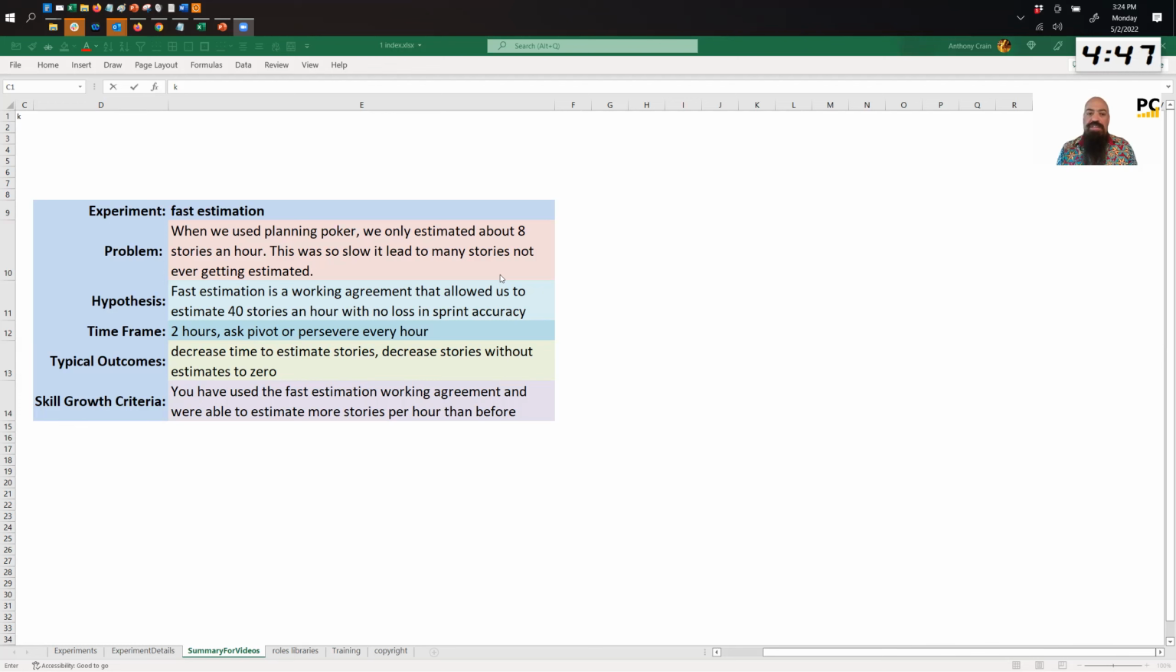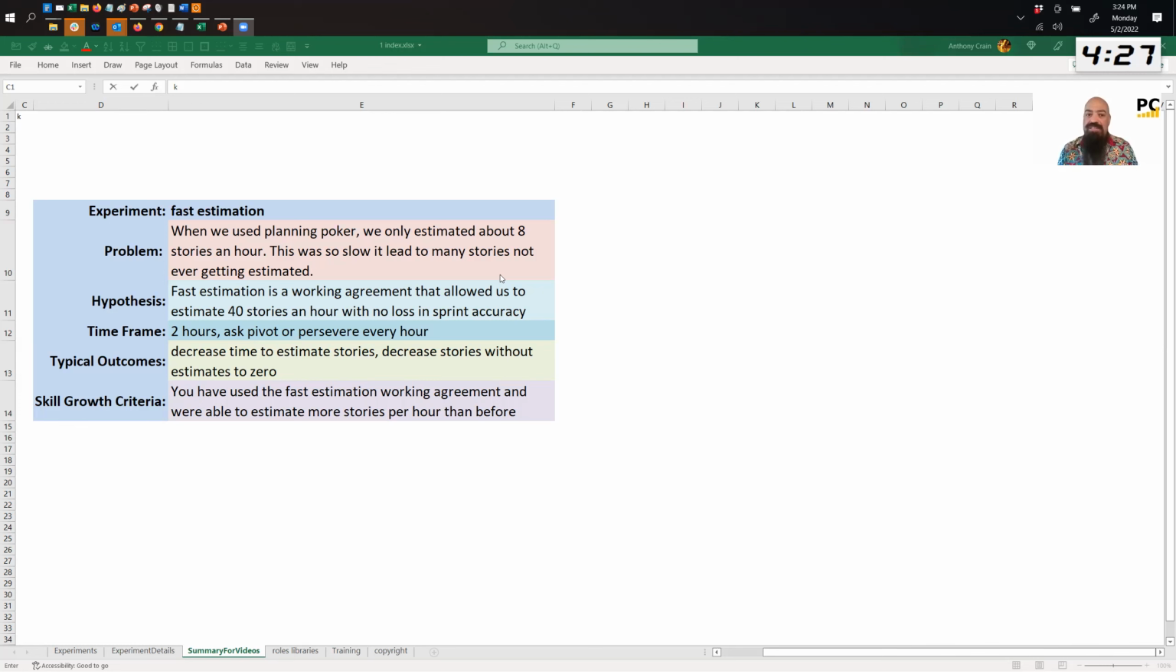The problem we're trying to solve with fast estimation. We used to use planning poker like most people, but we found that most of our teams were only estimating about 8 stories an hour. And there was a lot of stories to be estimated. So this was not scalable for us. It was so slow, it led to many stories not having estimates at all, which was also not helpful for us to use metrics to understand our flow.